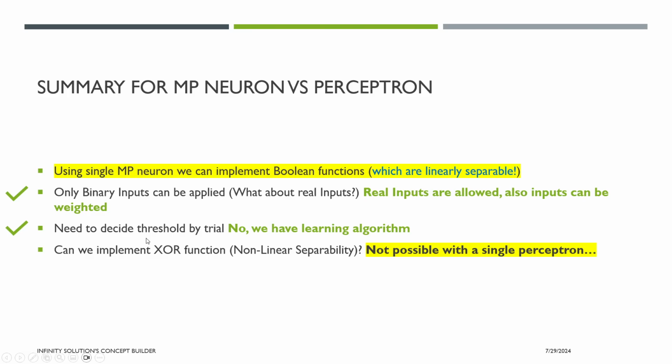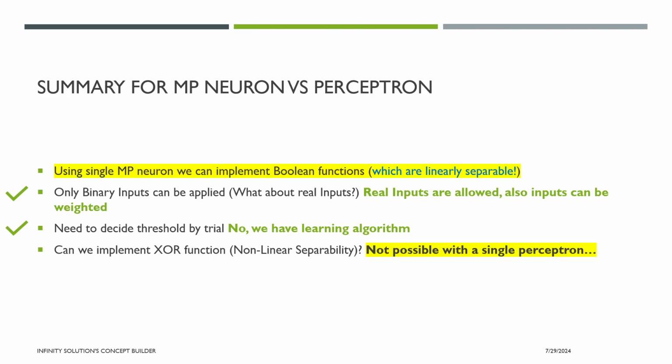And the third point says that we have to decide the threshold. In the MP neuron, we have to do it just by trial. We implemented our logic gates using just trial, like AND and OR. But now we have our learning algorithm. So perceptron not only gives weights to the inputs, but it also gives the learning algorithm to learn those weights.